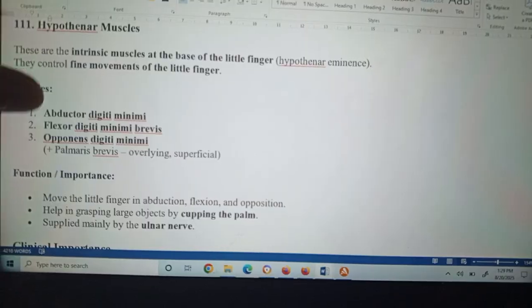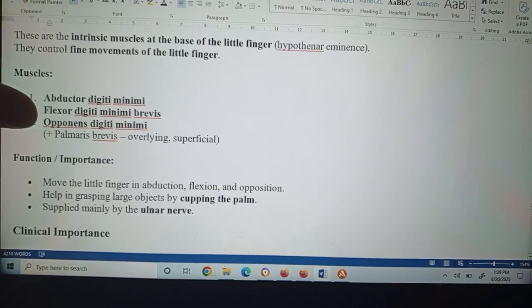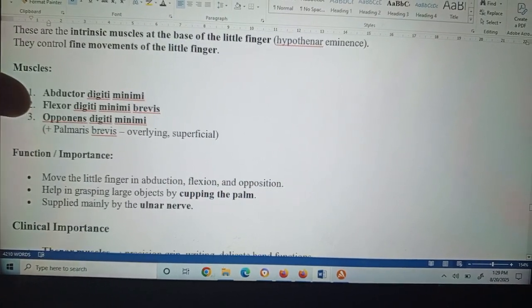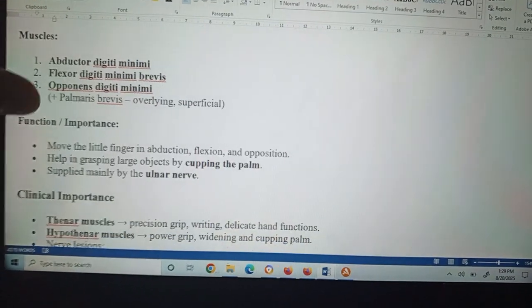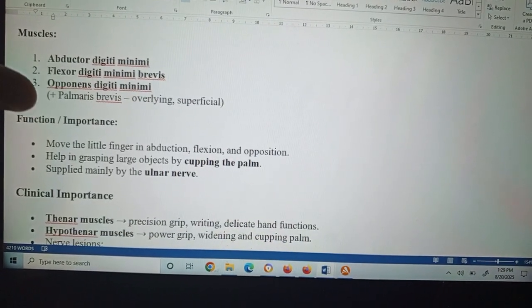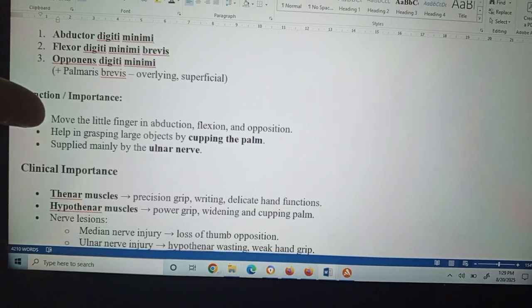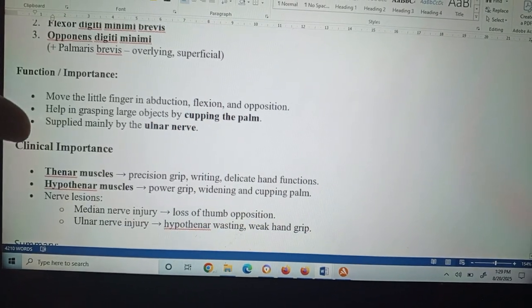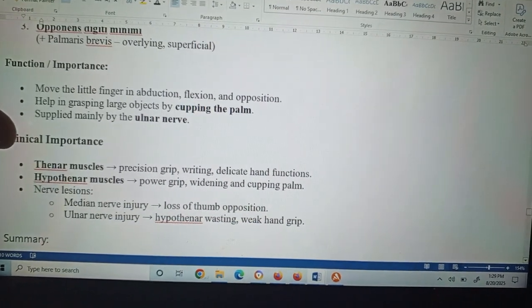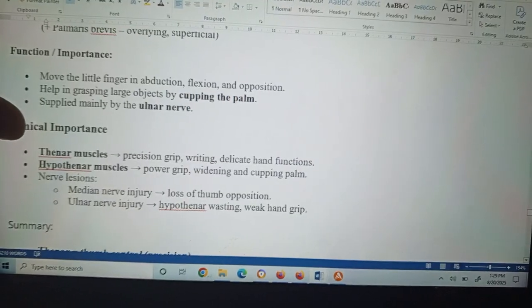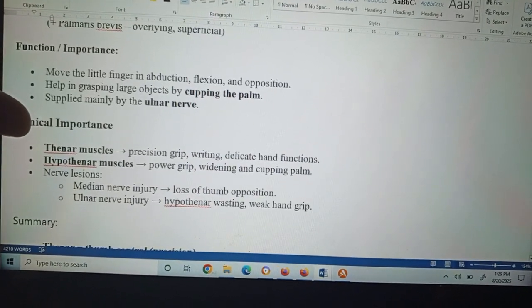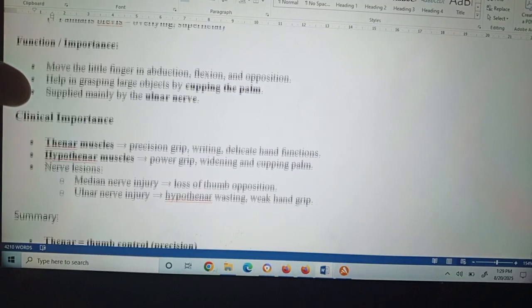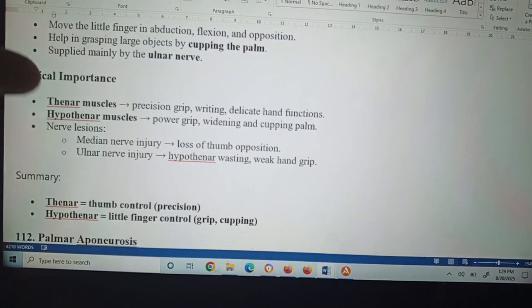Hypothenar muscles, these are the intrinsic muscles at the base of the little finger. Hypothenar eminence, they control fine movements of the little finger. The muscles are abductor digiti minimi, flexor digiti minimi brevis, opponens digiti minimi, plus palmaris brevis overlying superficial. Its importance is to move the little finger in abduction, flexion, and opposition. It helps in grasping large objects by cupping the palm, supplied by the ulnar nerve.